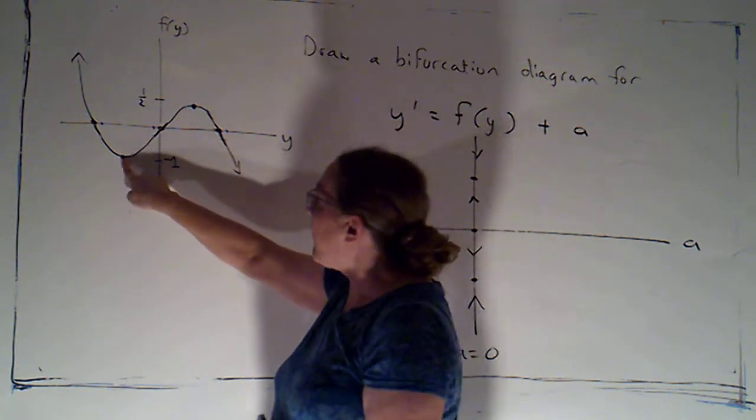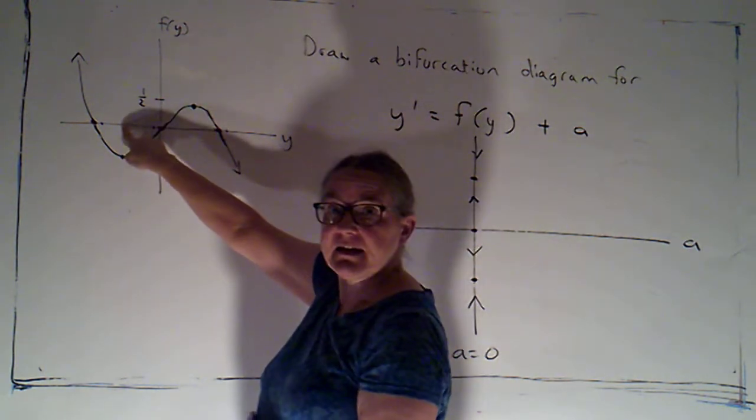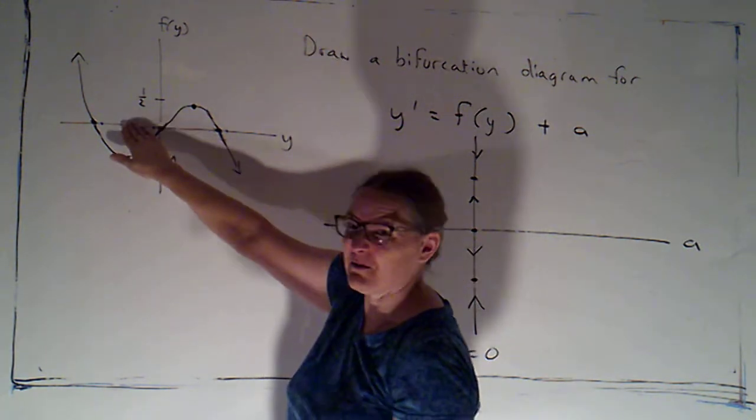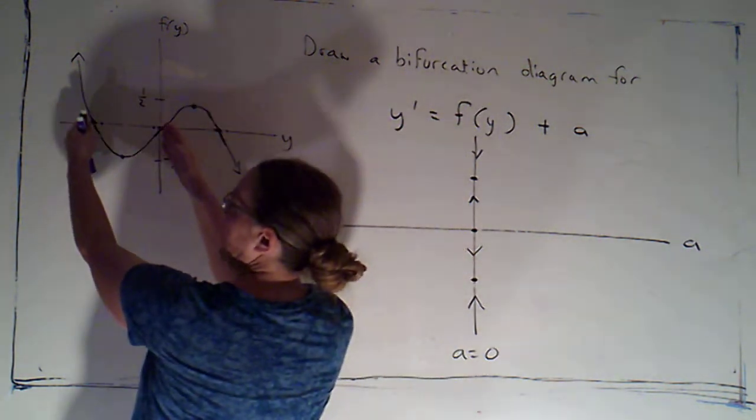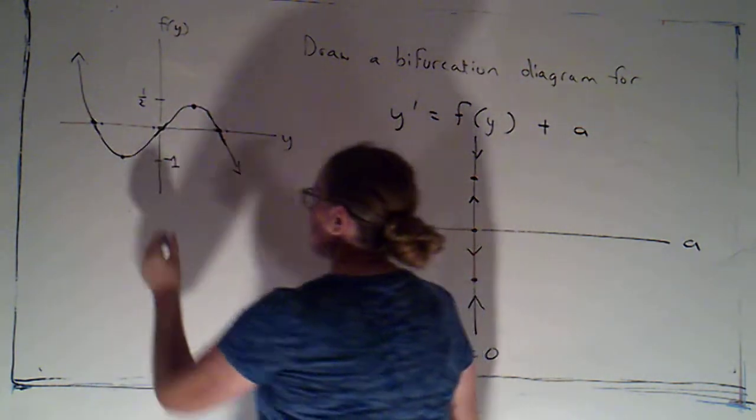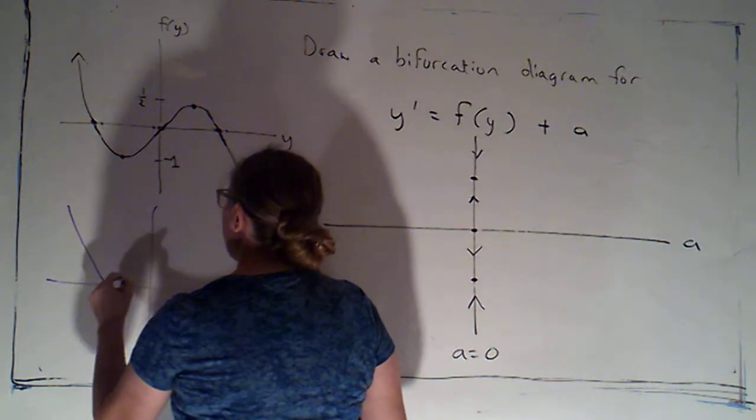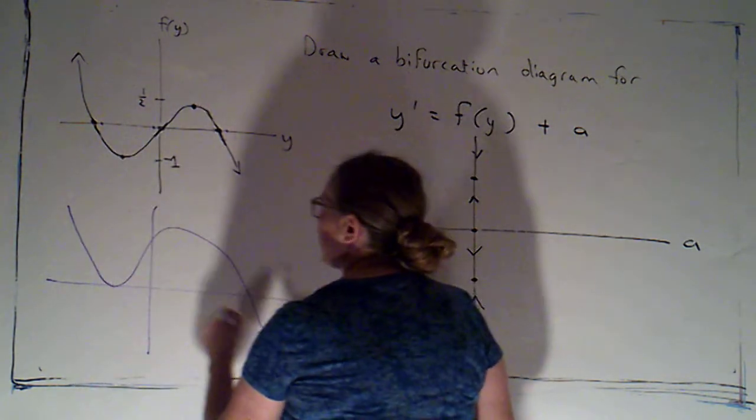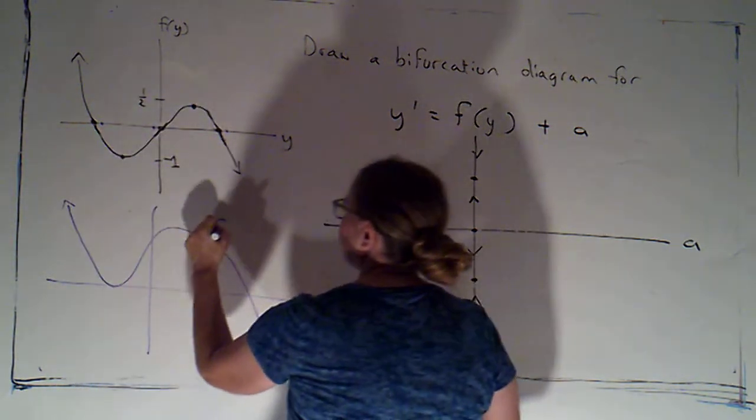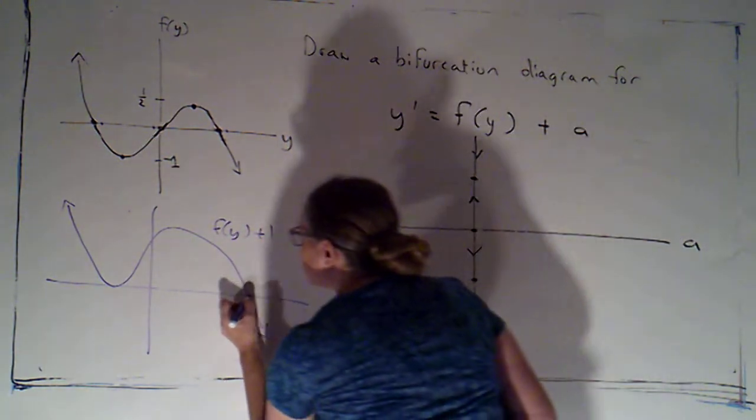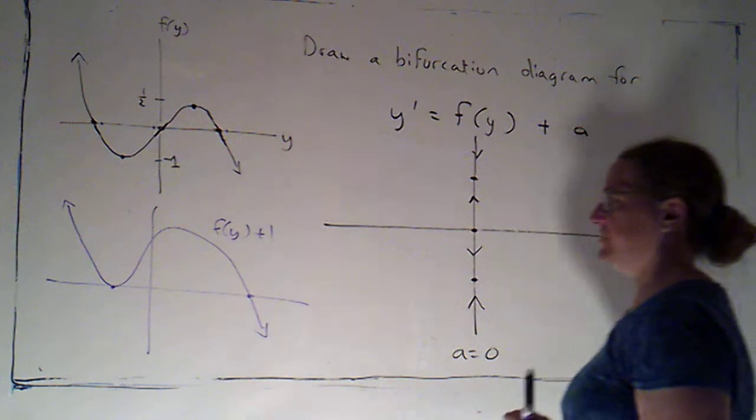If I move things up 1, that point would move up to here, and so I would only have one equilibrium solution where I used to have 2. I'm going to just draw what that looks like. If I move things up 1, I'm going to have something that looks roughly like this. That's my f of y plus 1. I've got just 2 equilibrium solutions.